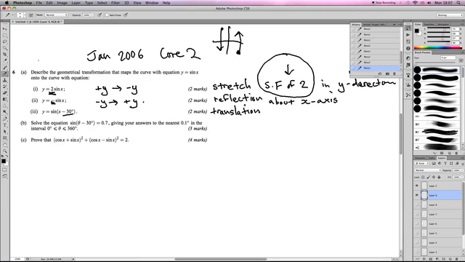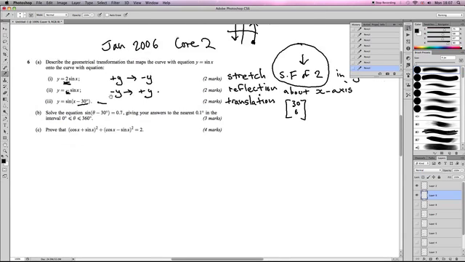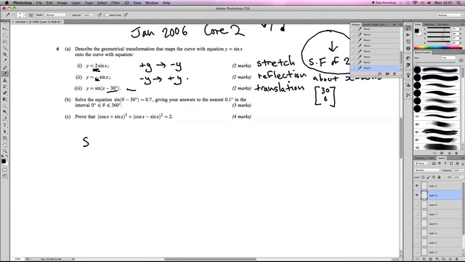That's really important. This one, translation, you can write basically to the right by 30, or you could just write 30, 0 in a vector, and that'll give you a mark. So that's pretty much it. Next question. Solve this.